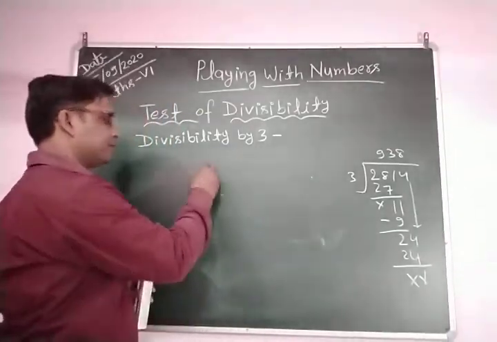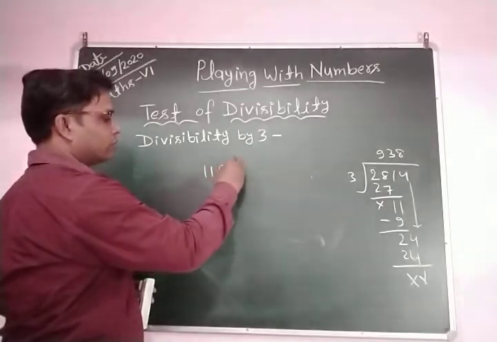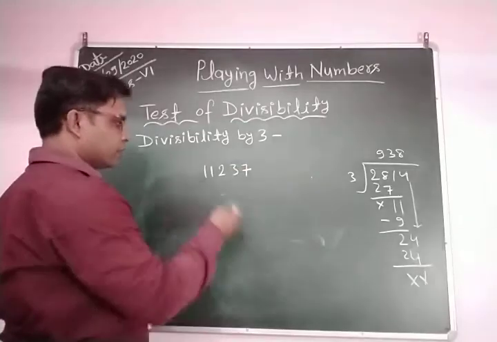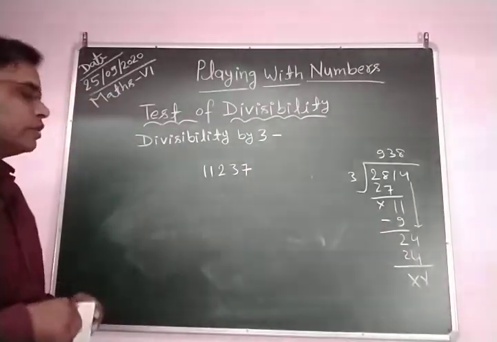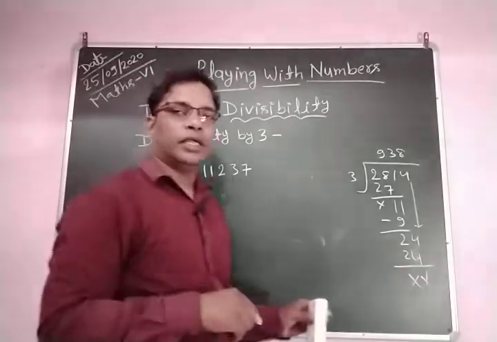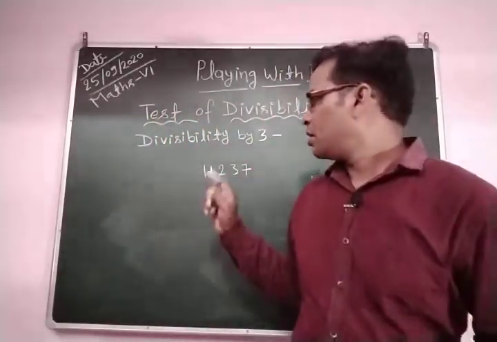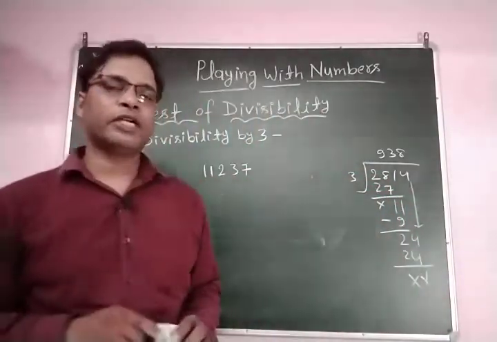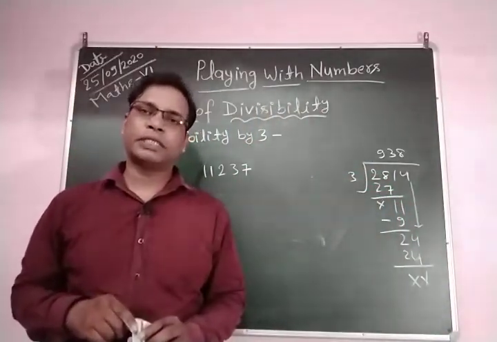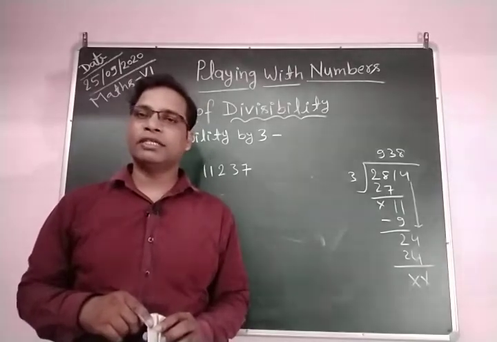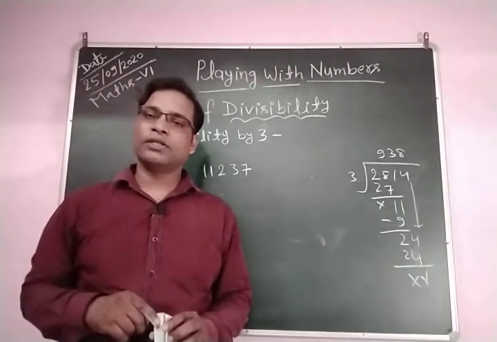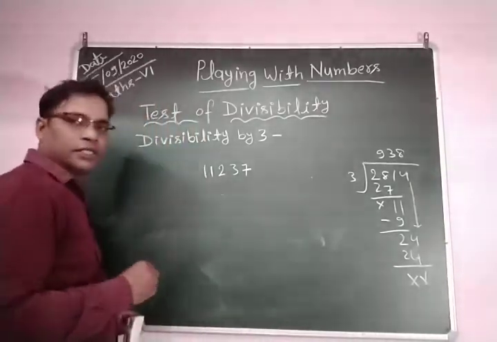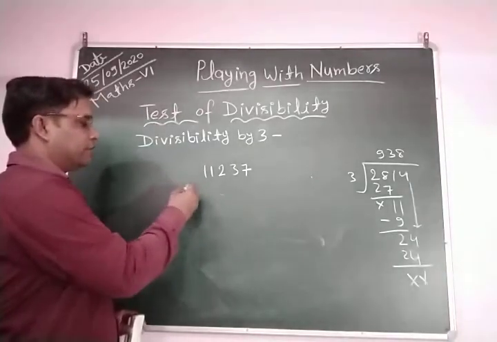Okay, so let's see the next example. The next example is 11237. Is 11237 divisible by 3 or not? How can we check? First we find the sum of digits. If the sum of digits is divisible by 3, then we can say the given number is divisible by 3.